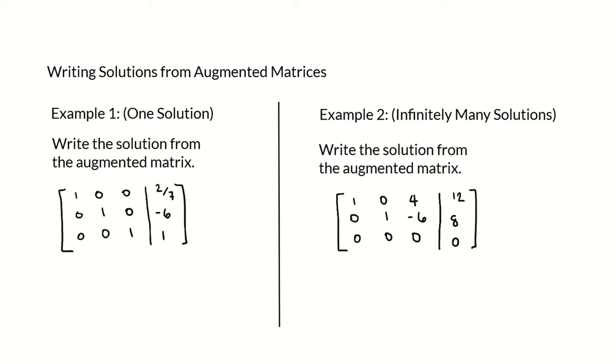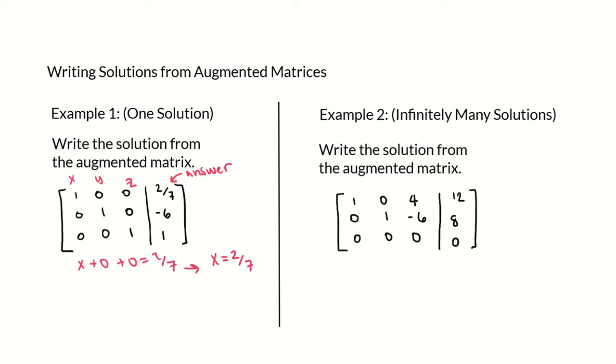The way that we write the solution from a matrix that looks like this: this matrix is 1, 0, 0, 0, 1, 0, 0, 0, 1 on the left side, and then on the right side, 2/7, -6, and 1 are the answers. The first column is x, second column is y, third column is z. So the answer in the first column is 2/7. And now if we were to take this matrix and just write the answer, we would have 1x, so just x, plus 0y, plus 0z equals 2/7. So you can see we're left with the answer x equals 2/7.